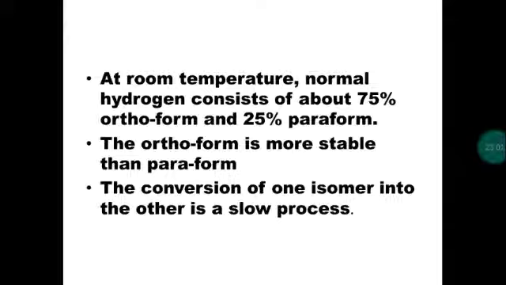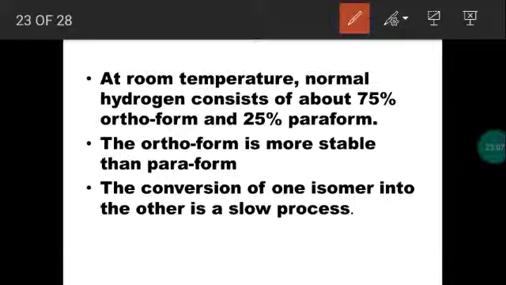Now what about the abundance? At room temperature, orthohydrogen is present as 75% and parahydrogen 25%. Compared to parahydrogen, orthohydrogen is more stable. This is one more question. And equilibrium can exist between these two. Between the ortho form as well as the para form, equilibrium can exist. Interconversion is possible. The ortho form can be converted into the para form, and the para form can be converted into the ortho form. But the interconversion process is a slow process.